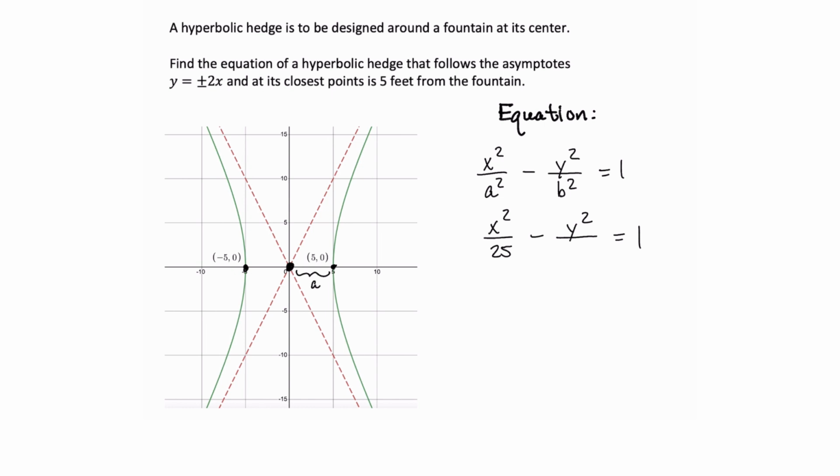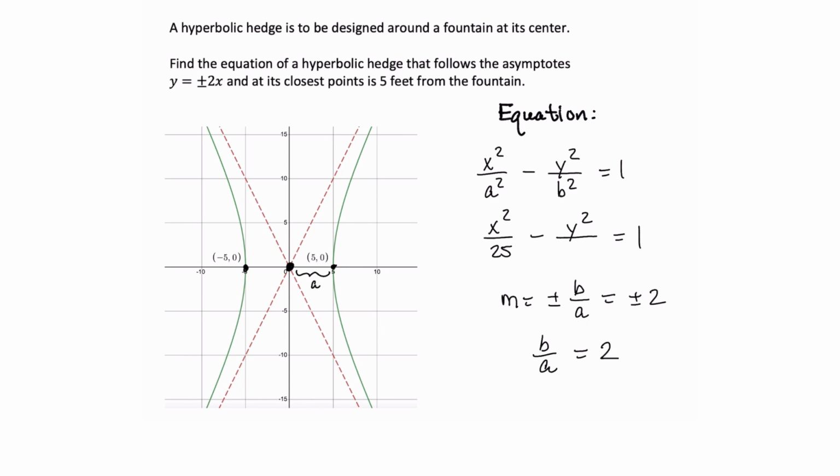Now remember, given the equation of a hyperbola, the slopes of the asymptotes are either plus or minus a over b or plus or minus b over a. Now since the b squared term and the y squared term are together, and the a squared term and the x squared term are together in the standard form, we know that the slopes of the asymptotes are m equals plus or minus b over a. And we know that the slopes of our asymptotes in our specific problem here are plus or minus 2. So that means that b over a is equal to 2.